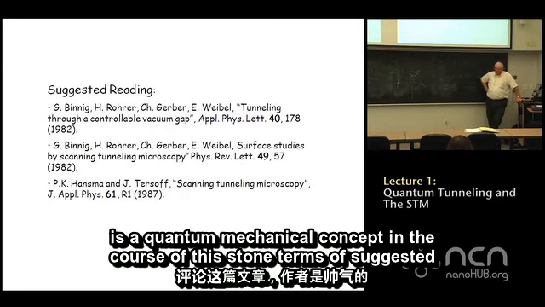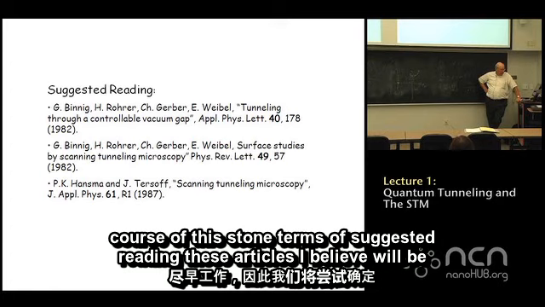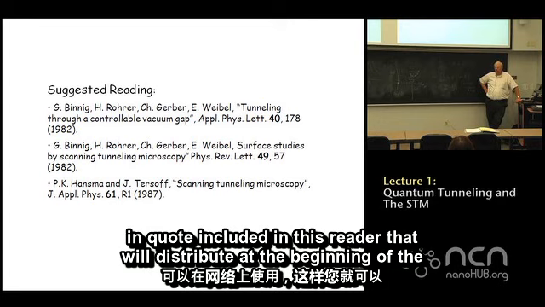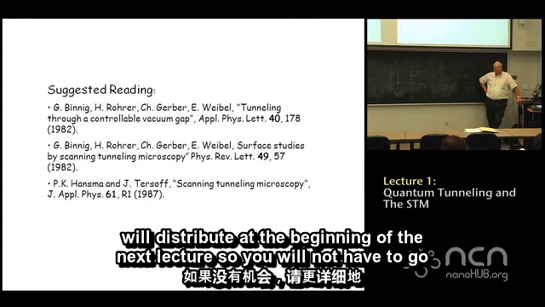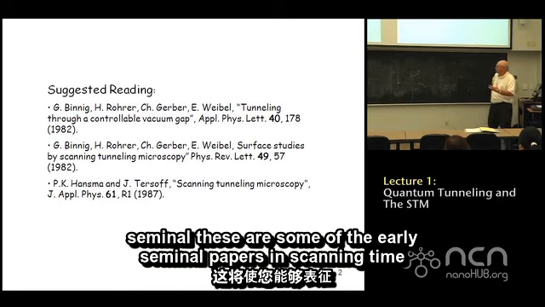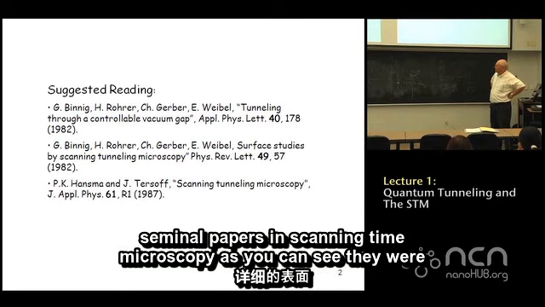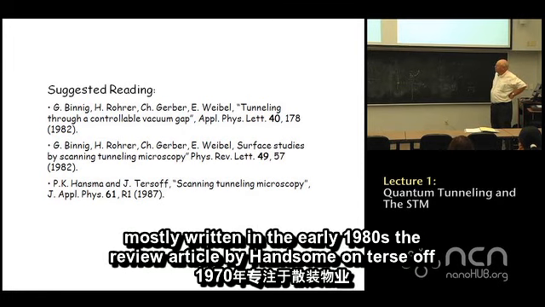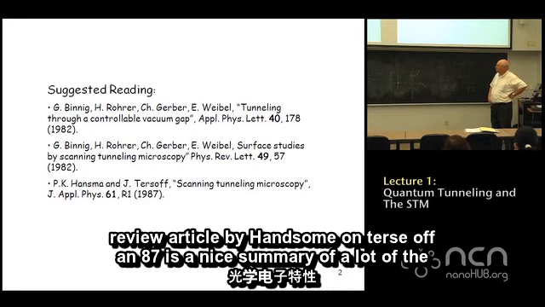In terms of suggested reading, these articles, I believe, will be included in this reader that we'll distribute at the beginning of the next lecture. So you will not have to go and get this material. But these are some of the early seminal papers in scanning tunneling microscopy. As you can see, they were mostly written in the early 1980s. The review article by Hansma and Tersoff in '87 is a nice summary of a lot of the early work.